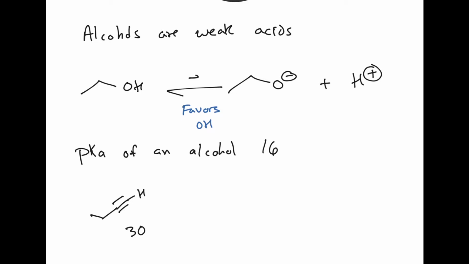So if you want to remove the proton from an alcohol, you have to use a strong base to make this happen. The strong base that we can use is something like sodium hydride. Remember we did Williamson ether synthesis, where you take an alcohol, you treat it with base, you make the O minus, and then you add an alkyl halide to make an ether.